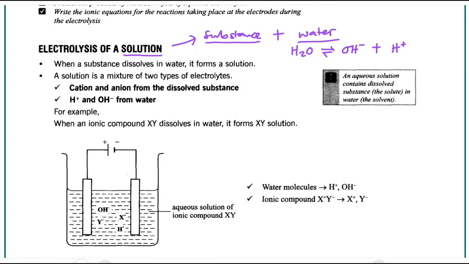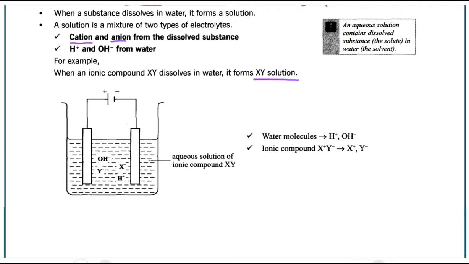So a solution is a mixture of two types of electrolytes: the cation and anion from the dissolved substance, as well as the OH and the H plus ion from the water. That's just the thing that you have to take note of, right? So when an ionic compound XY dissolves in water, it forms an XY solution, right? And then within this XY solution, we have our OH. The water dissociates to form the OH as well as the H, right?